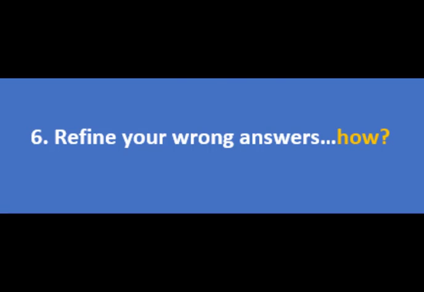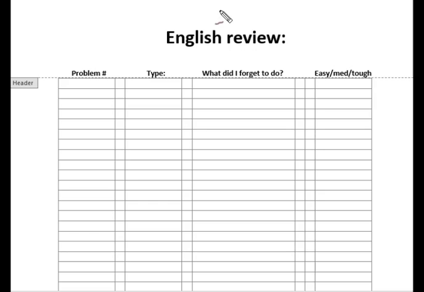And finally, step number 6, refine your wrong answer choices. How are we going to do that? The best way to do that is to focus on your wrong answer choices and identify what we're getting wrong and go ahead and categorize it. Here, we have an example. It's the English review sheet. This is what it'll look like. Something like this. Problem number, the type, what did I forget to do, and easy, medium, and tough.